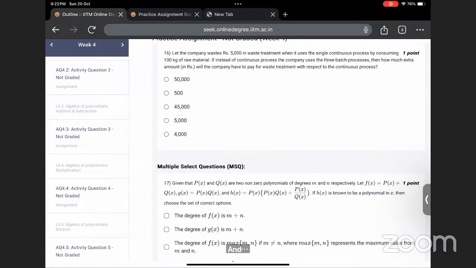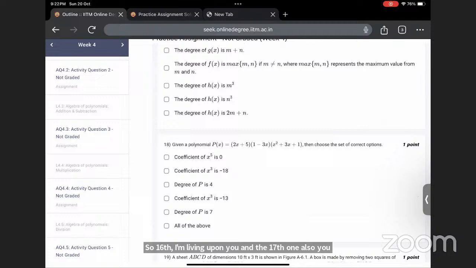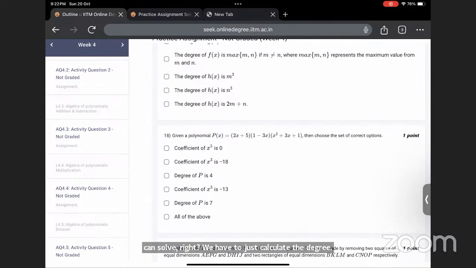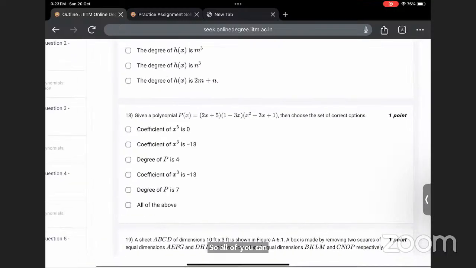So the 16th, I'm leaving to you. And the 17th one also you can solve, right? We have to just calculate the degree. What about the 18th one? This is also a normal, easy question, right? You have to break the brackets and just multiply. Then you have to draw some comment about the coefficient and degree. So all of you can do that.